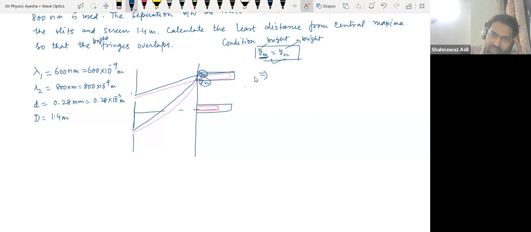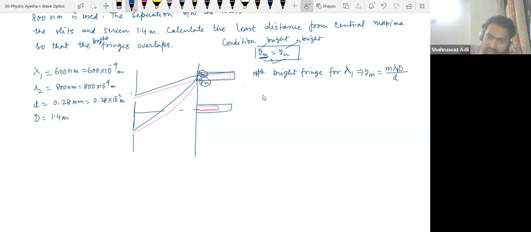We have this is the separation from the central maxima, right? So let's say for one wavelength, what is the position of the nth bright fringe? Okay, so let me write it this way. So mth bright fringe for lambda 1. This is one wavelength, right? That is ym. So how much would be that? m lambda 1 D by d, right?